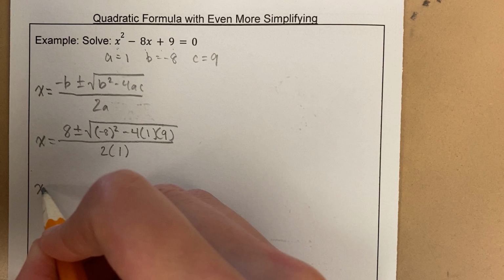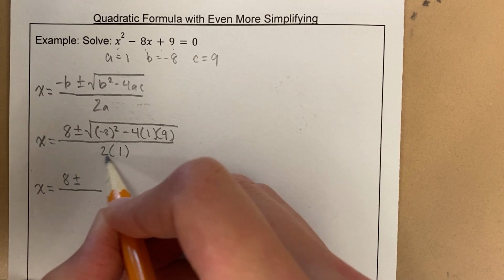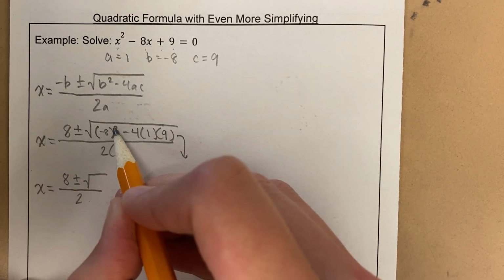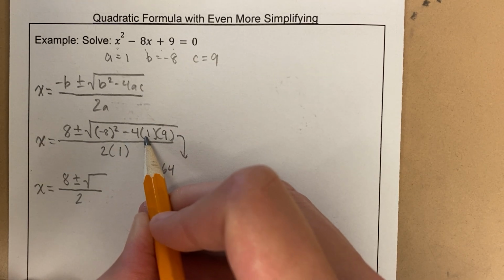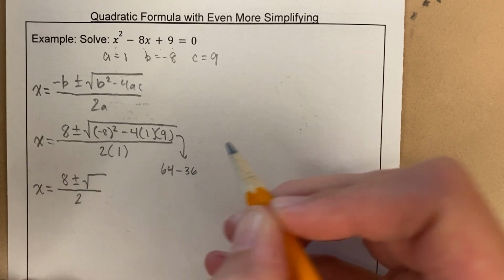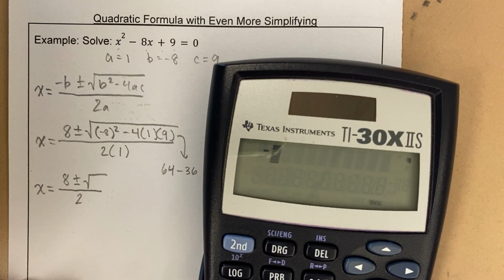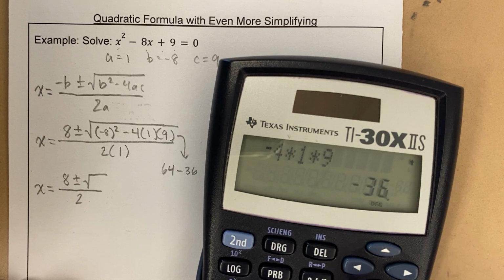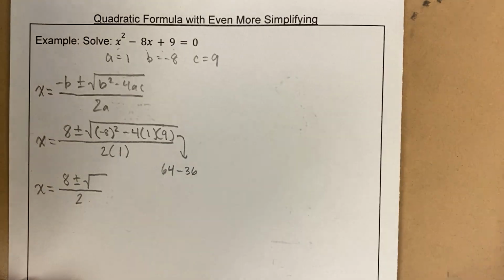All right, here we go. I'm going to bring down the 8, the plus or minus, the 2 times 1 is just 2. And then here, let's do this. -8 times -8 is +64. This is -4 times 1, which is just -4, and then times 9, that's -36. Again, you can feel free to use your calculator for all this. I could have done -4 times 1 times 9, but I get -36. So now 64 minus 36, and I get 28.